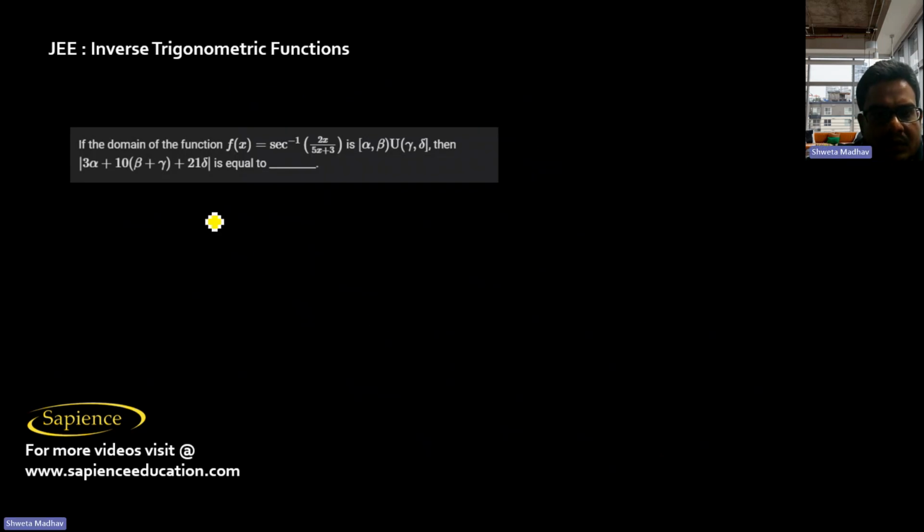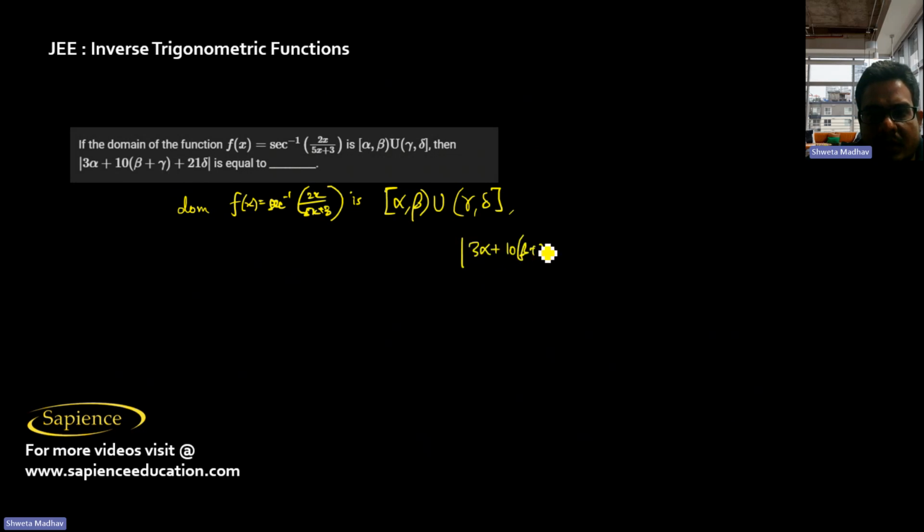Then it is told that the domain of the function f of x, that is sec inverse of 2x by 5x plus 3, is alpha to beta union gamma to delta. Then what is the value of mod of 3 alpha plus 10 beta plus gamma plus 21 delta? So now we have to find the domain of this.